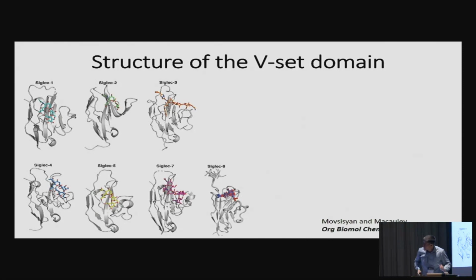What I want you to take away from the structure of the V-set domain is 2 things. It's anti-parallel beta sheets, and it basically looks like a cup of your hand. So if you just cup your hand, that's where the sialic acid is binding, right in the cup. That is not a deep groove.